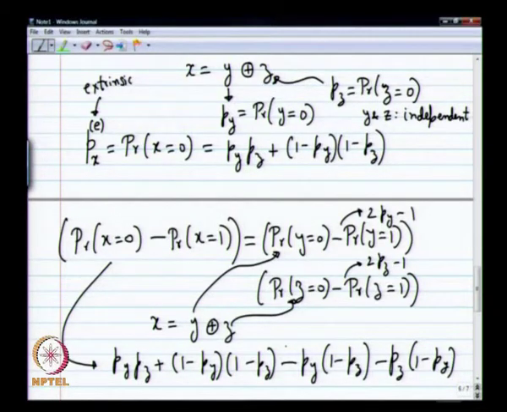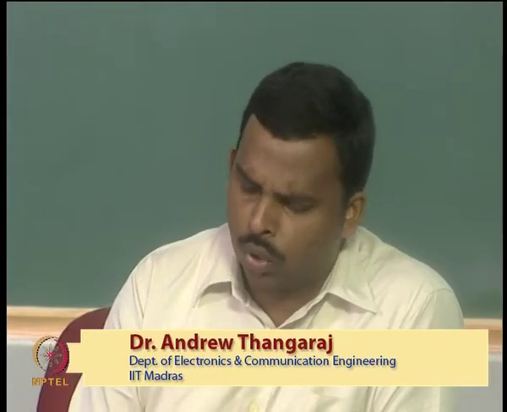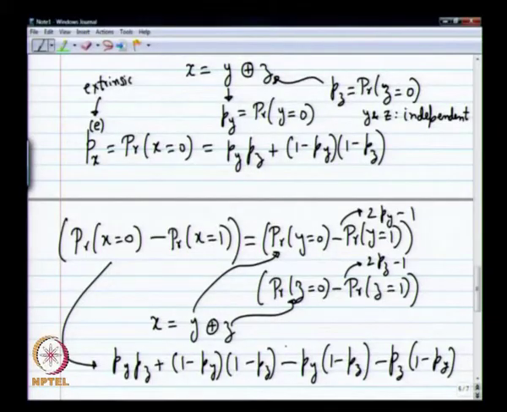So if you have x equals y XOR z, and you are given only probabilities for y and z, and only using that you want to compute probabilities for x, it turns out this equation will follow this rule. Probability that x equal to 0 minus probability that x equal to 1 will be the product of these two probabilities. Is it okay? By itself this may not be so interesting, but when you convert it into log likelihood ratio, by itself also it is interesting by the way, but if you convert it into log likelihood ratios, it becomes even more interesting.